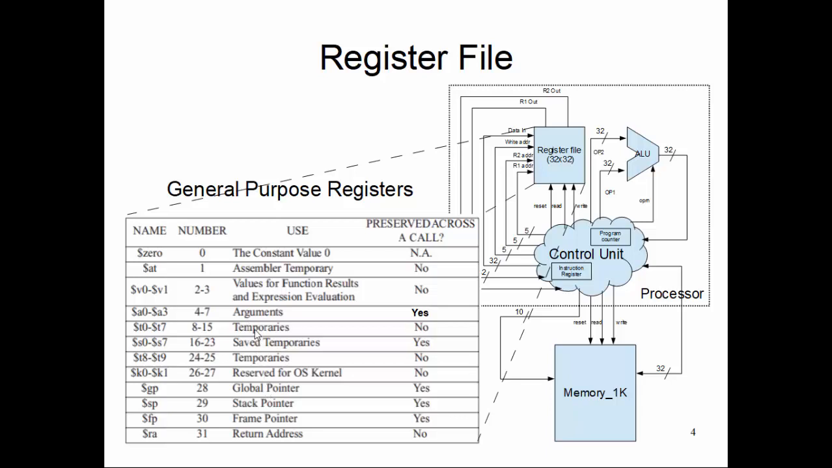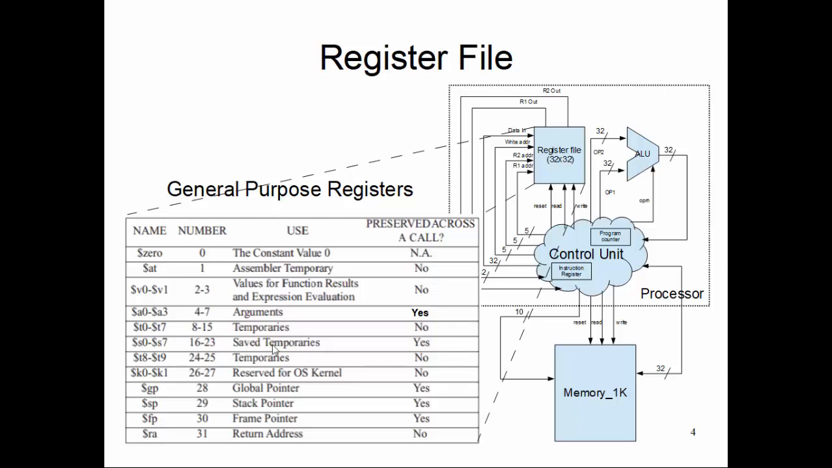Temporaries T0 to T7, 8 temporaries. Their value is not preserved across a function call, but you can use them. The only assumption is that if you store some value inside one and then call a function, it is not guaranteed that the values inside T0 to T7 will be preserved after the call is done.